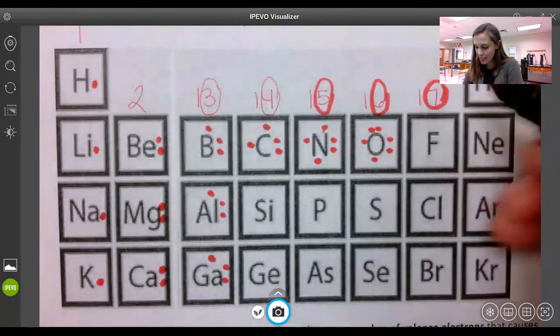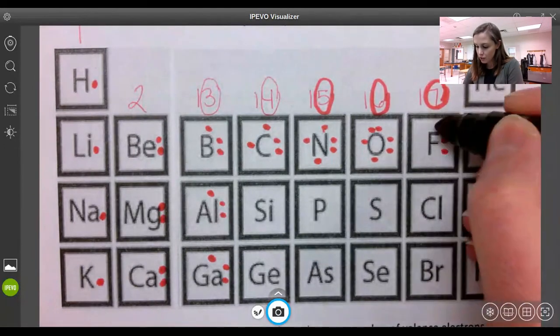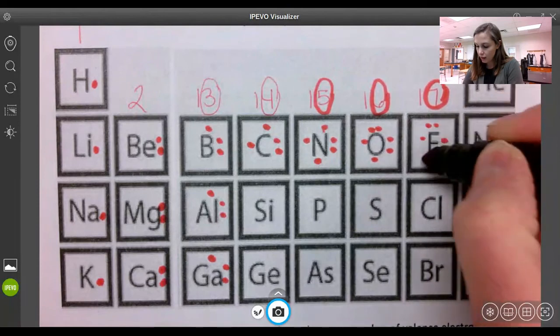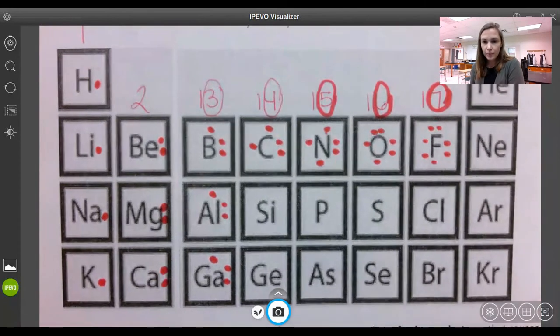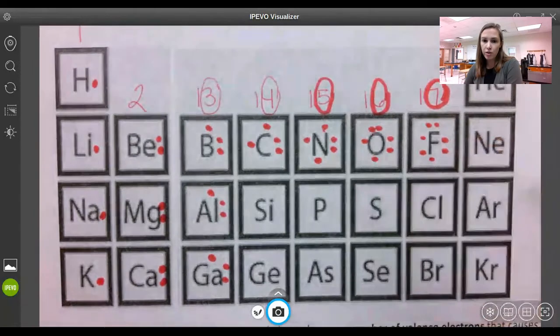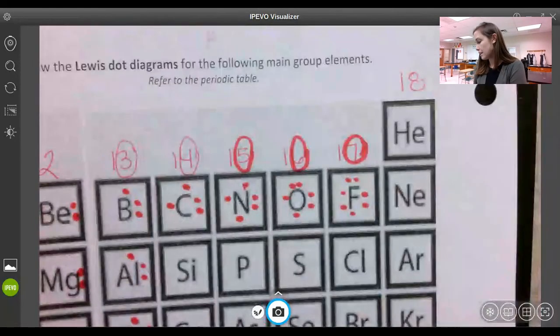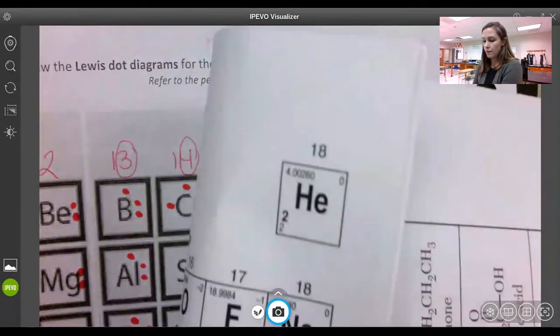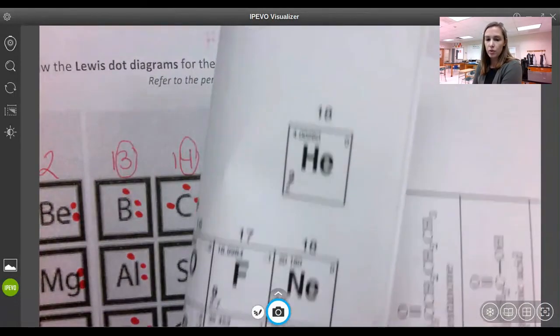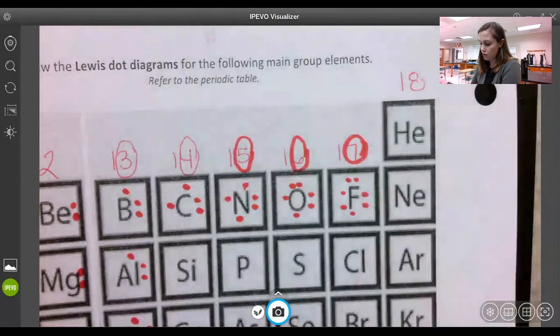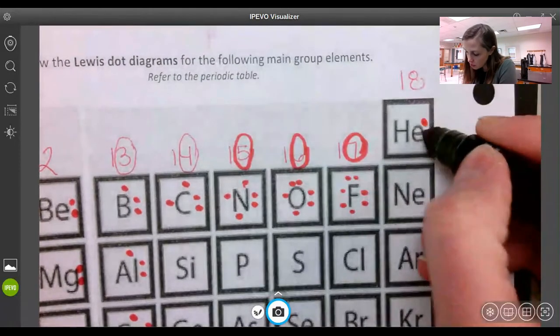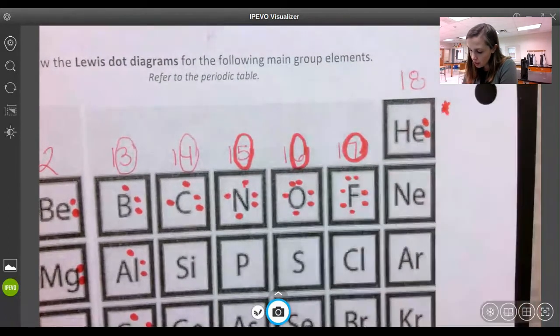So group 17 has 7 valence electrons. So fluorine's 2, and 3, 4, 5, 6, 7. And that pattern would continue down each of those groups. And then group 18, we do have to be careful, because helium, I'll pull that up again, only has 2 electrons. So that only has 2. The rest of the group is going to have their 8. So helium is just 2, so be careful, like a little star next to that one.